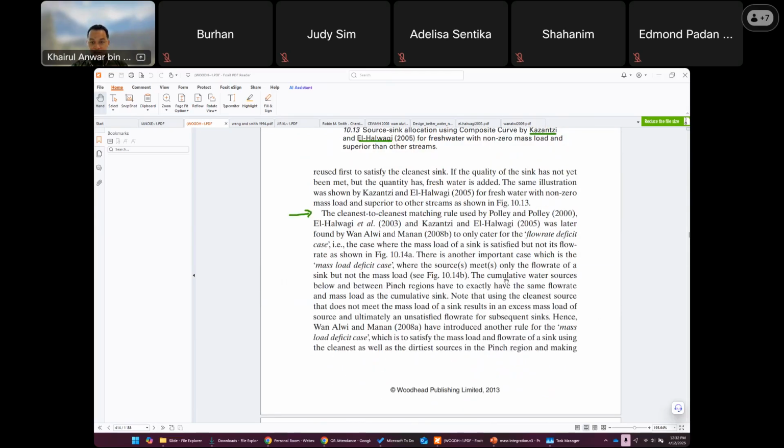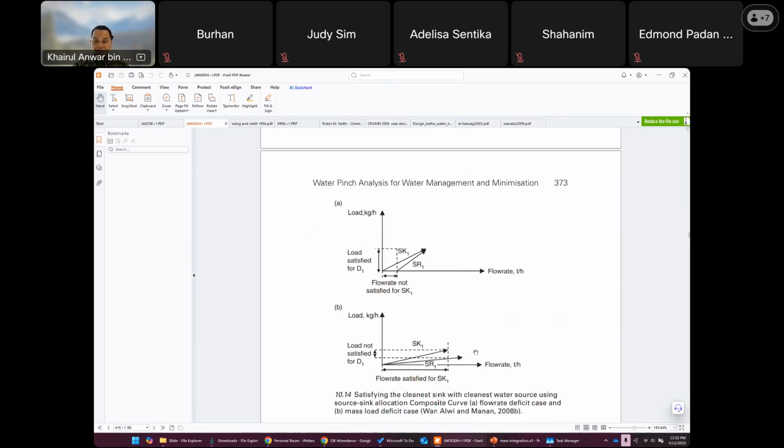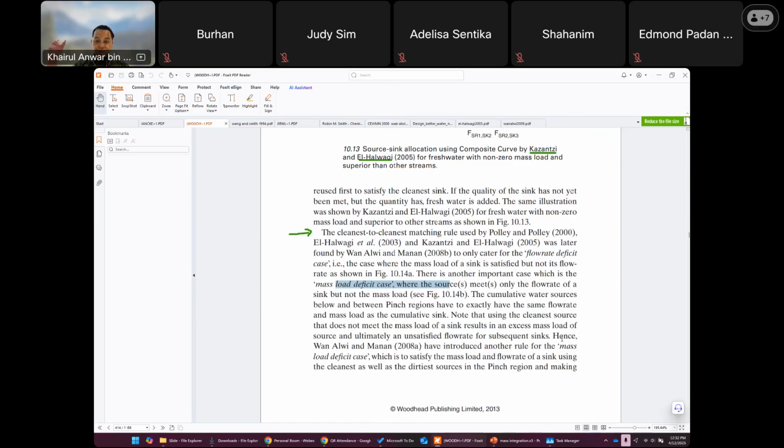Another case is the baseload excess case, where the source meets only the flow rate of the sink but not the baseload. These are the two deficits that were found out by Wan Alwi and Manan in 2009, which they proposed another method.